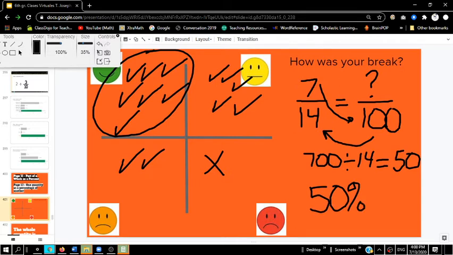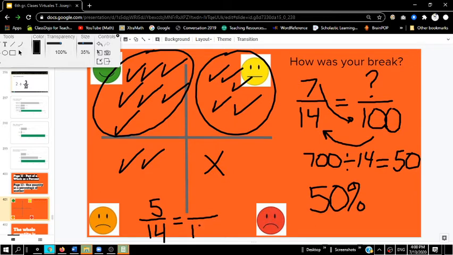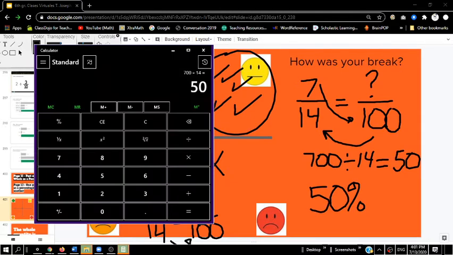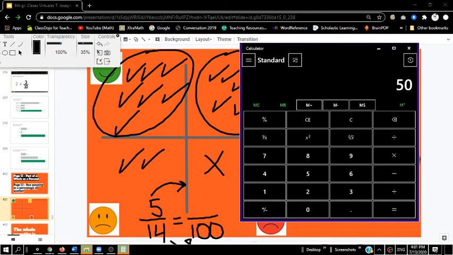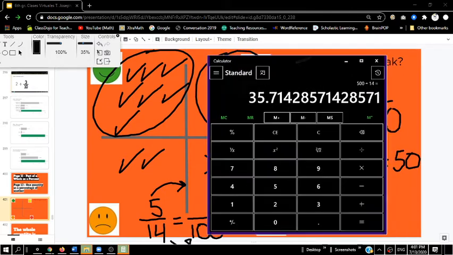So how do we try to figure out how many students liked their break? Well, we would do the same thing. We could compare the 5/14 to the whole, or the total, which is 100%, right? 14 students was the 100% of students who voted. So we can try to figure out how many students, as a percentage, liked their break. Again, we could take 100 times 5, which is 500. And then we could take 500 divided by 14, which gives us 35.7. So approximately 36% of students liked their break.